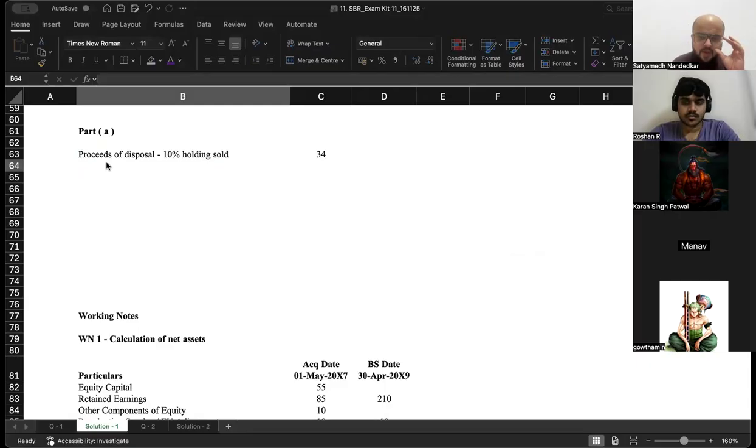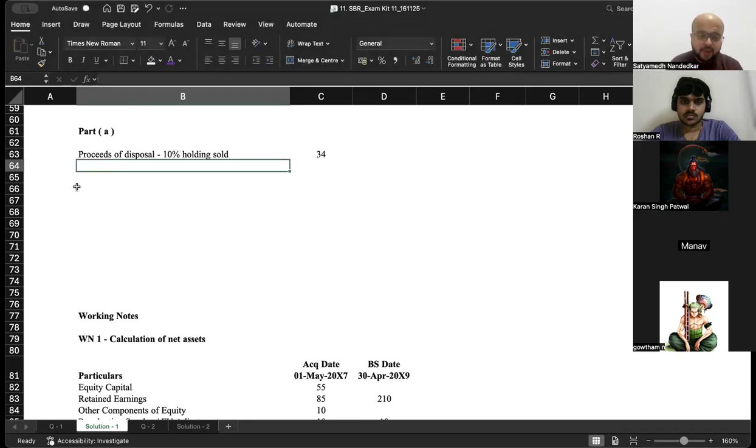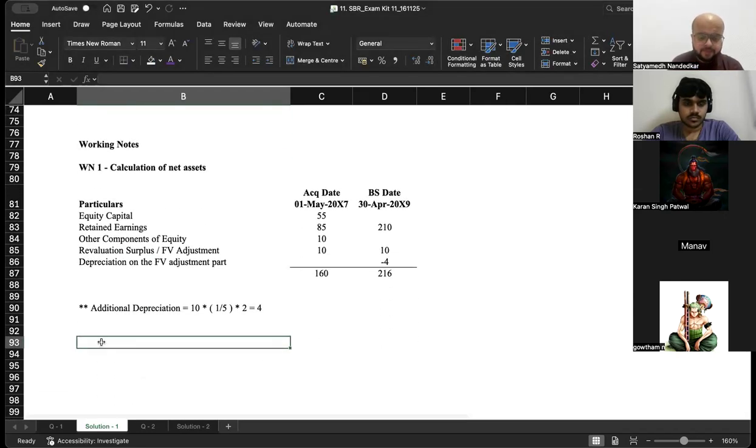And what are we comparing this with? We are comparing this with the NCI, the whole sold 10% holding. What was the value of the 10% holding of the company? 216 into 10%. Working note 2. Calculation of value of 10% holding sold.